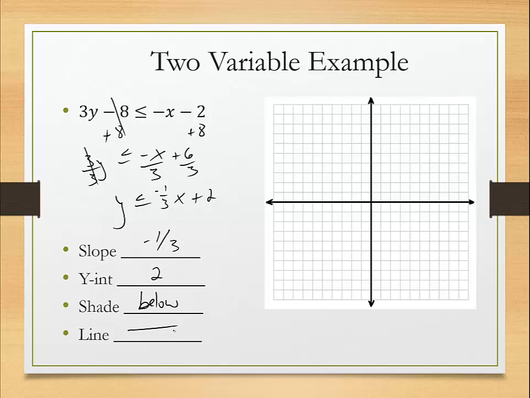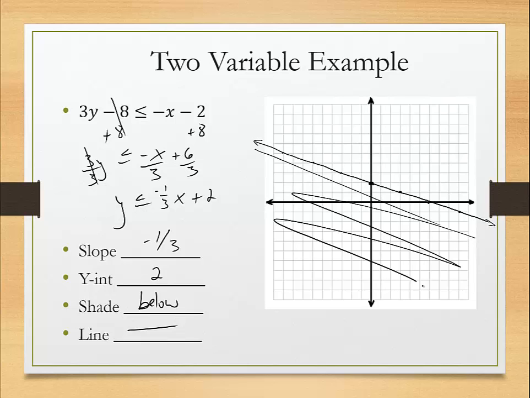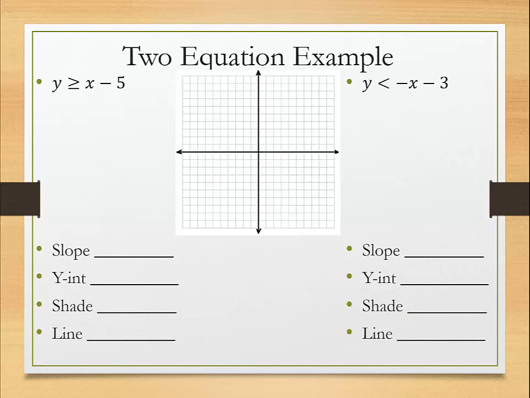So now graph that. Start with your y-intercept. From your origin, go up 2. And then since you have a negative slope, you're going to go down 1 and to the right 3. And it's going to be a solid line, so make it solid. And we shade below, so shade below. And that's it. There's your line. There's your inequality. Next, 2 equation example.